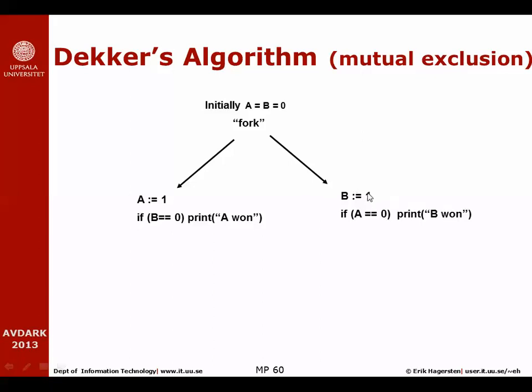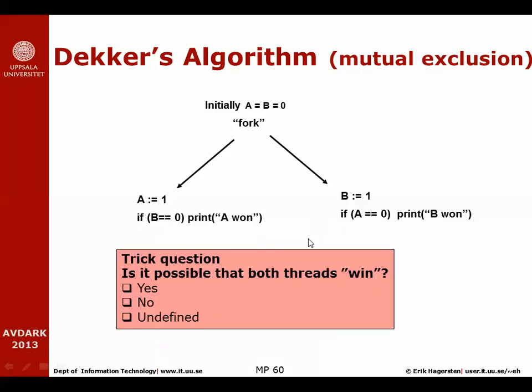So clearly there could be a race here where we change the value of A and B exactly at the same time, and then these tests would both fail, which is okay. The question is, is it possible that both A and B win? So here's the trick question, and I'm not even going to wait for you to click the boxes because by now I know I can't fool you anymore. You would probably all click the box undefined, because this is of course an undefined situation since we don't know what the memory model is. So let's start to talk about memory models.